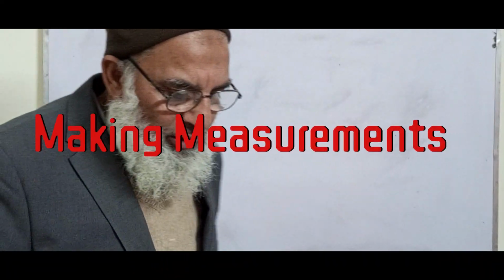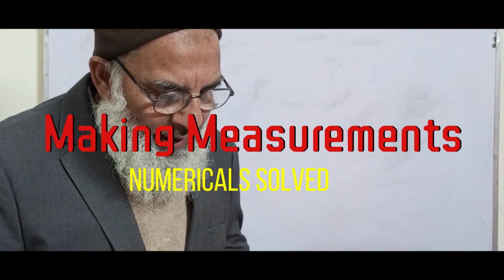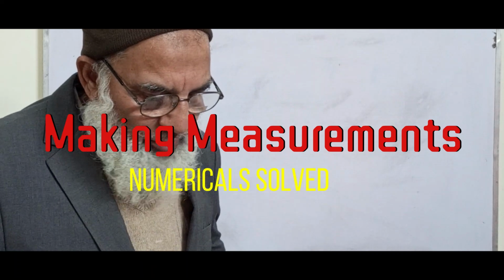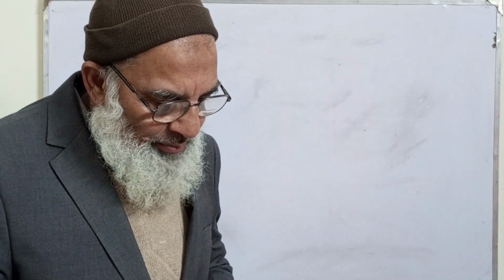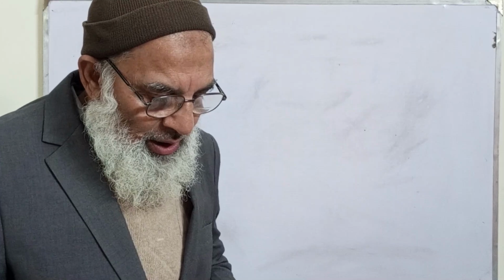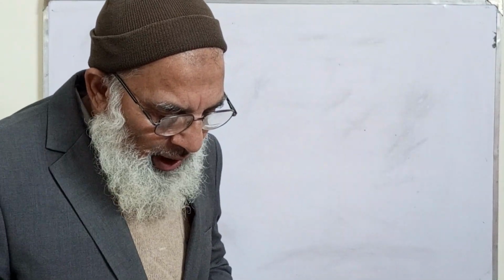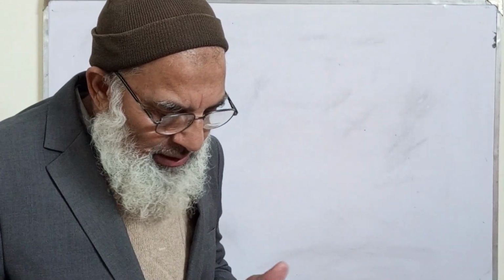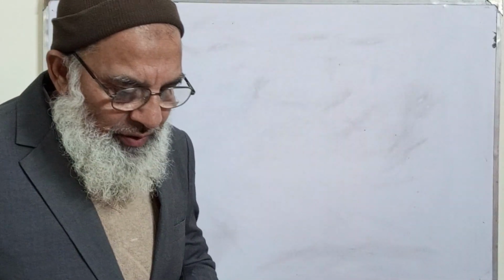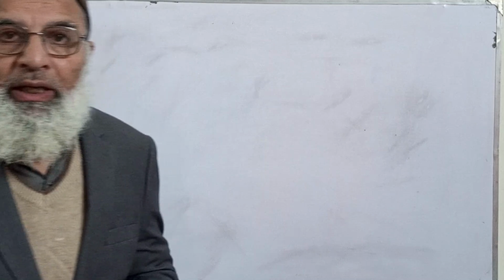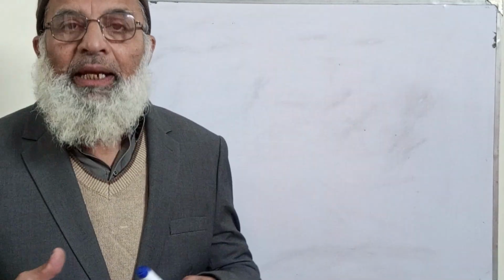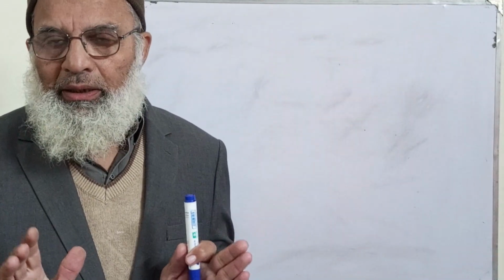Numerical number three says: astronauts land on another planet and measure the density of the atmosphere on the planet surface. They measure the mass of a 500 conical flask plus stopper. After removing the air, the mass is so much, and what is the best estimate of the density of the air? Now, there is another planet, not the Earth.